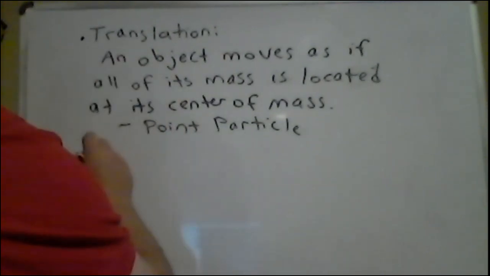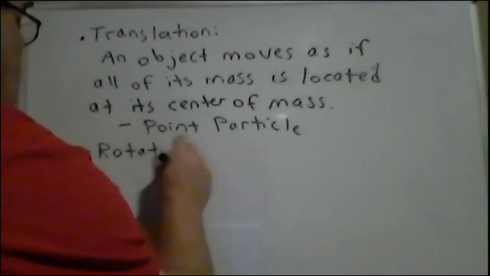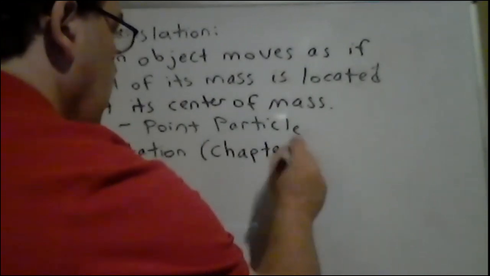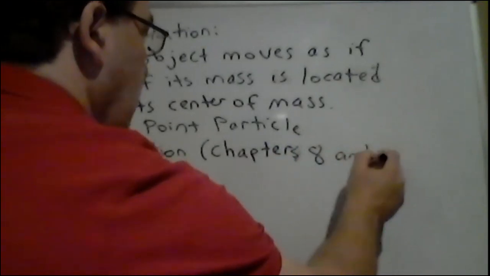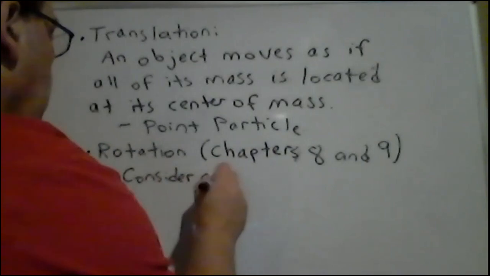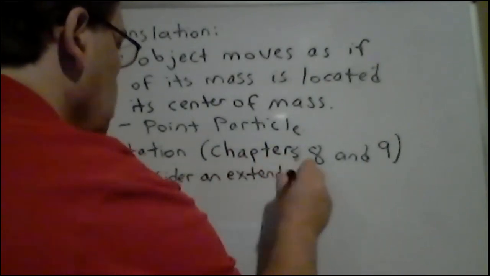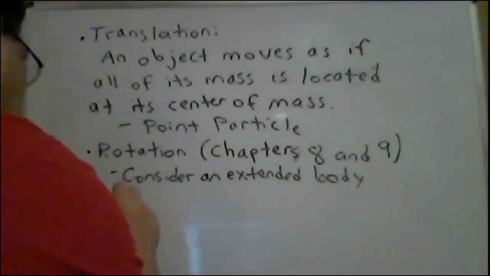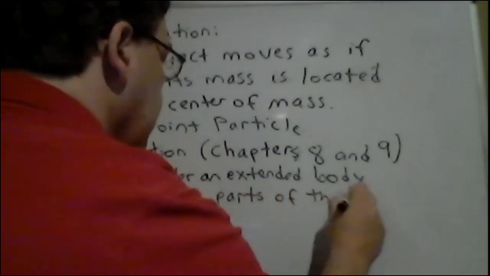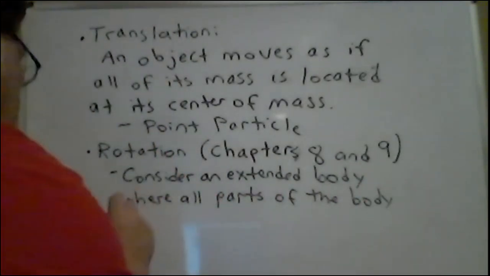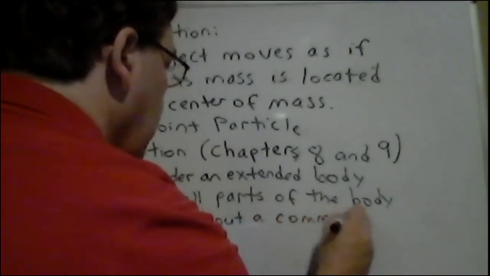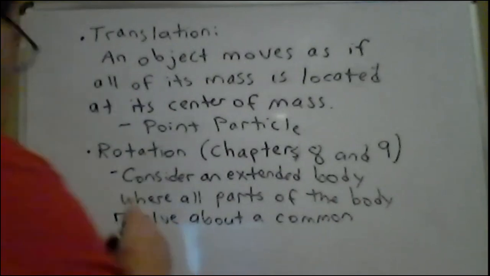But the second type of way objects move is rotation. All right, so this is particularly chapters 8 and 9. We just got done talking about. All right, so we have to consider an extended body where all parts of the body revolve about a common center of mass, or sorry, not center of mass necessarily, but a common axis of rotation.